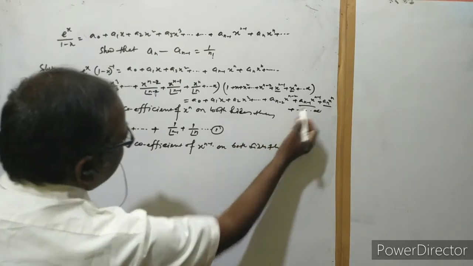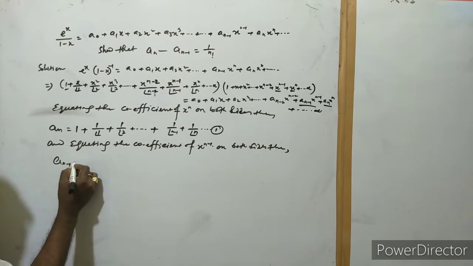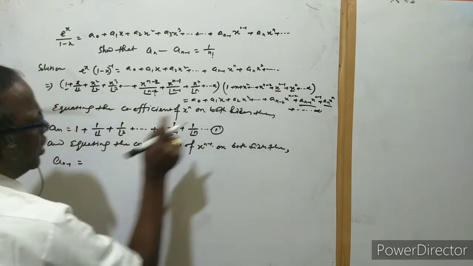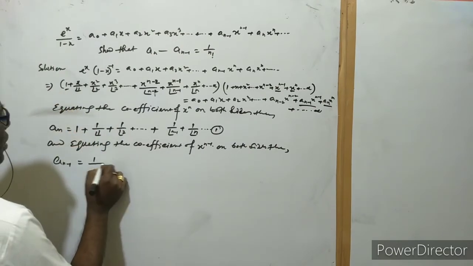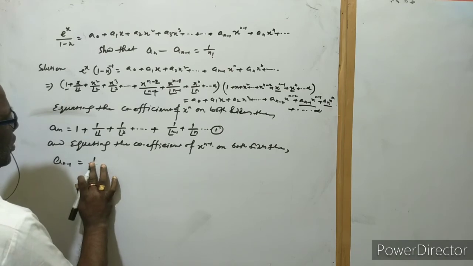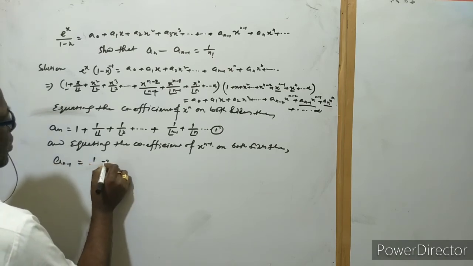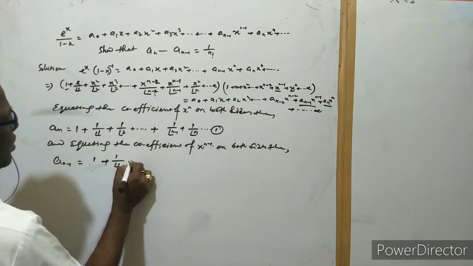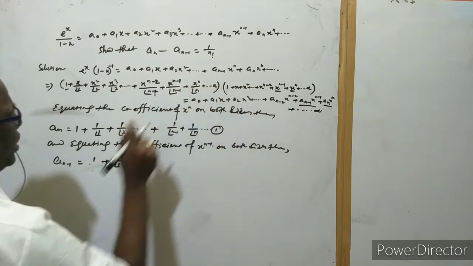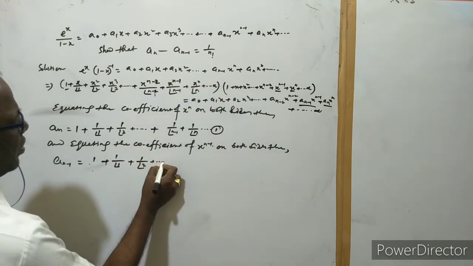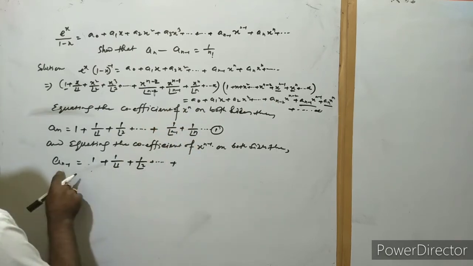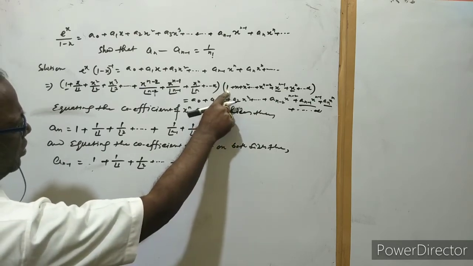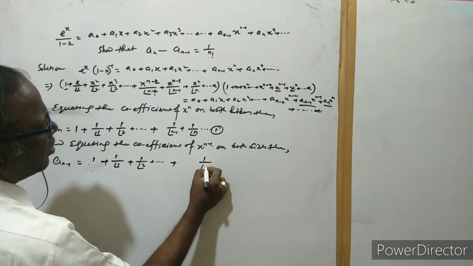On the right hand side, we have a suffix n minus 1, and on the left hand side, this is the x to n minus 1. We multiply by 1, then we get 1. After that, x to n minus 2 with this 1 by factorial 1. After that, x. Now see, comparing the coefficient of x to the n minus 1, if we multiply 1 by this, we get 1 by factorial n minus 1.